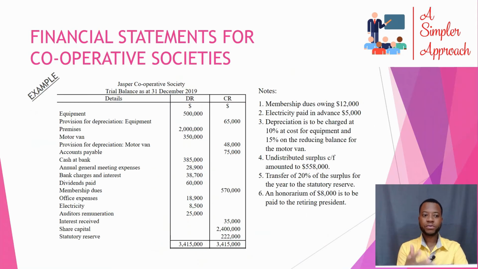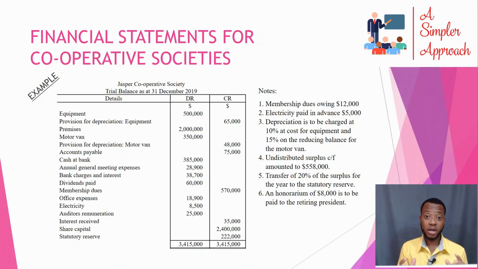Yes, so this is it. Jasper Cooperative Society. We have a trial balance here that is perfectly balanced, and then we have some notes. Always pay attention to the notes. Valid information is there, necessary to how you should go about preparing your statement. So we have information on membership dues, on electricity that was paid in advance, depreciation, undistributed surplus, transfer to whatever reserve, and an honorarium to a retiring president for services rendered.